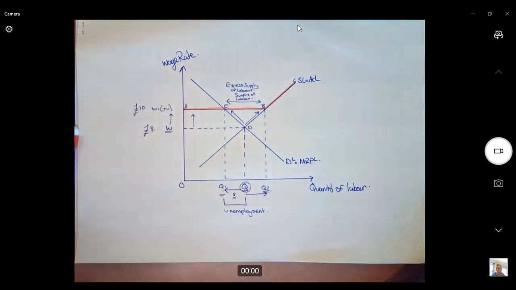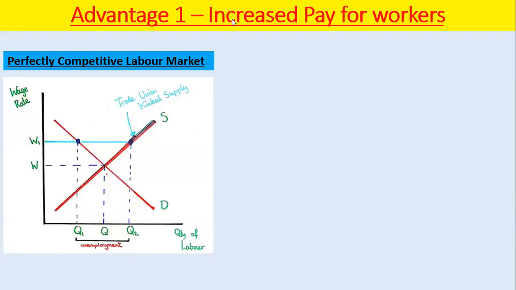What I'm going to do now is switch back to the PowerPoint, and we're going to have a look at the arguments for and against now that we know about this diagram. Okay, so if we look at advantage 1, what is the main advantage of a union? Well, first and foremost, as we've just looked at, the union brings about an increase in pay for workers.